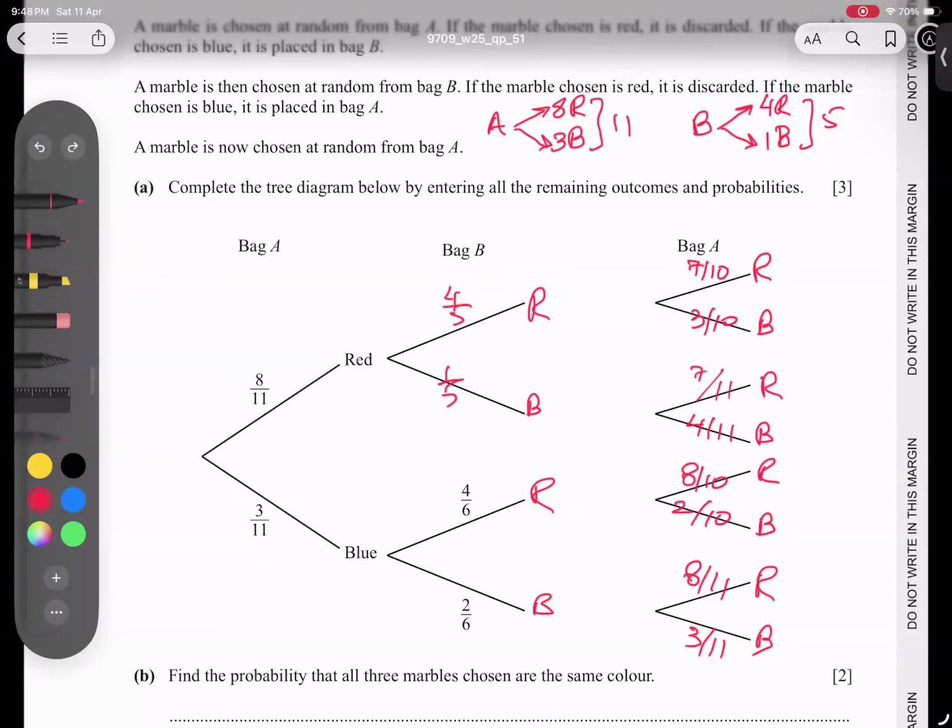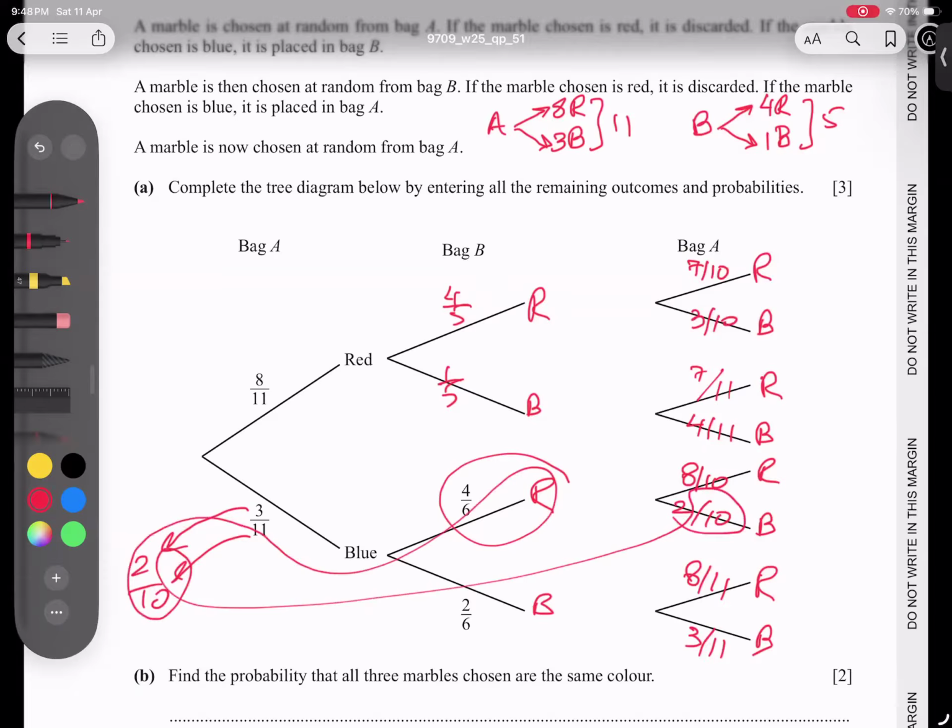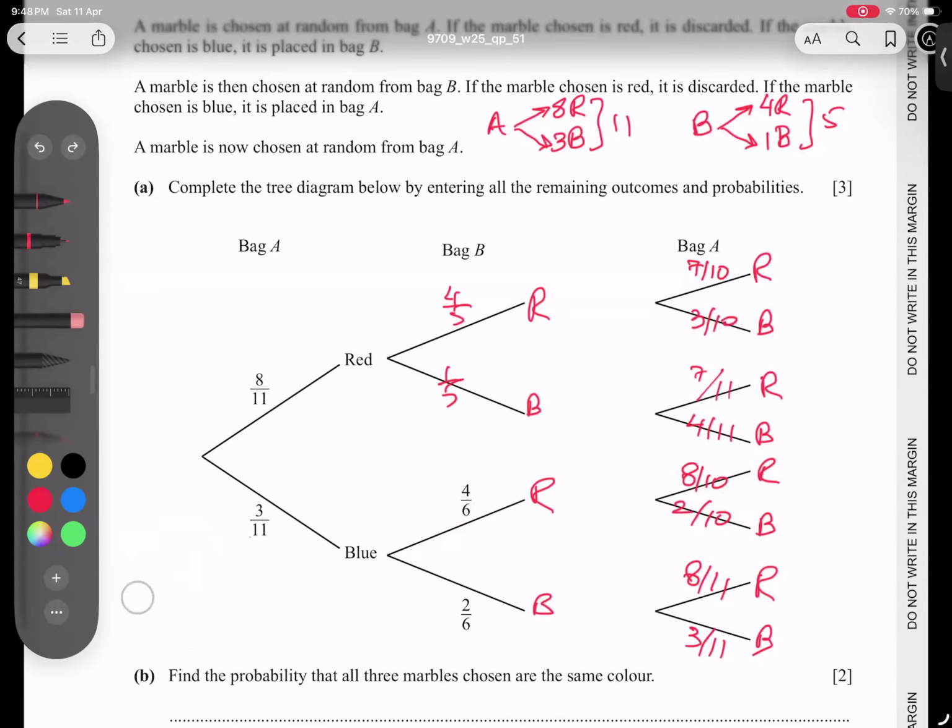Repeat once again: because we have taken one blue already out, this becomes 2, this becomes 10. It stays the same because we took red from bag B, so it is discarded and no change comes on the blue. Blue remains the same, and then we can go for the upper part. I hope the diagram is very clear. The hard part is a lot of mix up, so we have to do it very carefully.